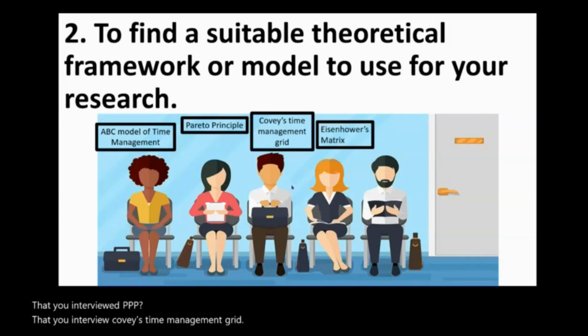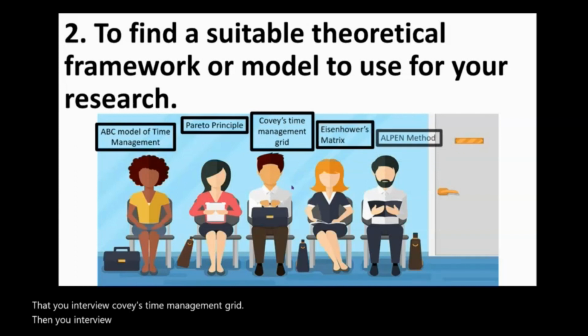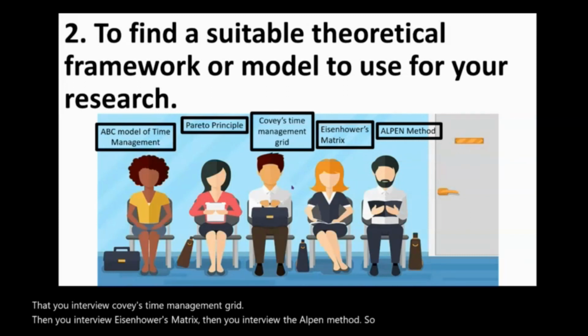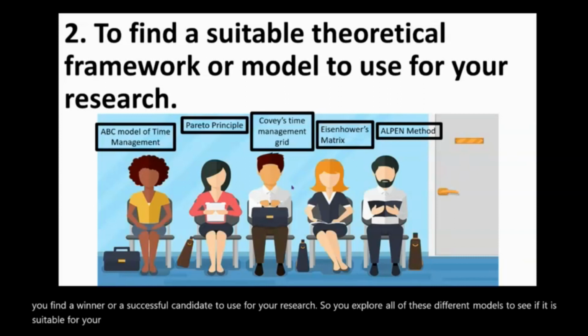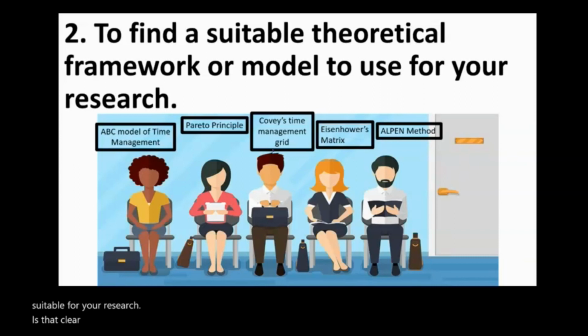Then you interview Covey's time management grid. Then you interview Eisenhower's matrix. Then you interview the Alpen method. So you go through each of these models until you find a winner or a successful candidate to use for your research. So you explore all of these different models to see if it is suitable for your research. Is that clear, everyone? The concept. We'll go into more depth, but is the concept clear?